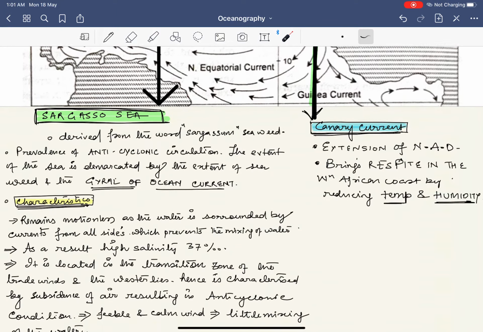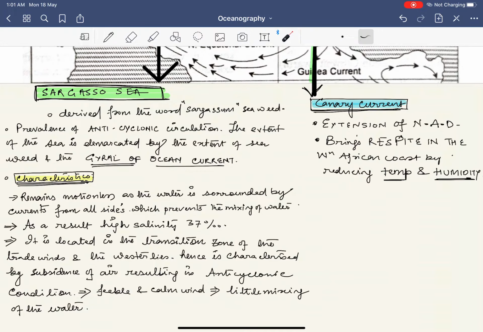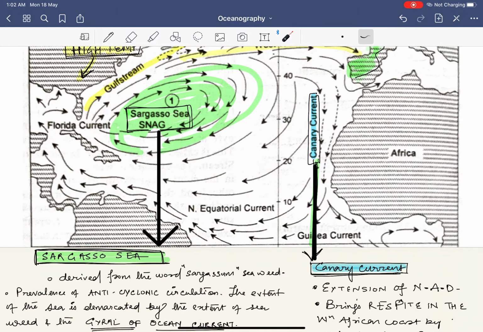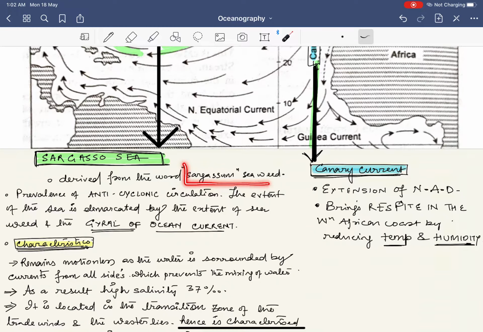Now let's study about the Sargasso Sea. The Sargasso Sea is derived from the word sargassum, meaning seaweeds. There is prevalence of anticyclonic circulation. What is anticyclonic circulation? It is nothing but a high pressure zone. The extent of the sea is demarcated by the extent of the seaweeds and the gyre of the ocean current. Remember that it is called Sargasso Sea because of the sargassum seaweed. I have written it over here. It is because of your sargassum seaweed.